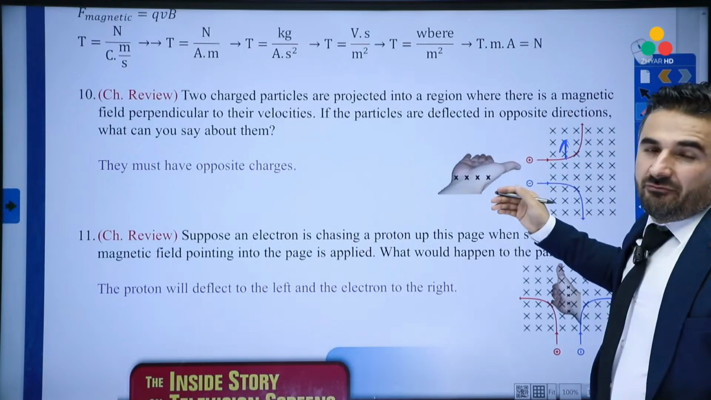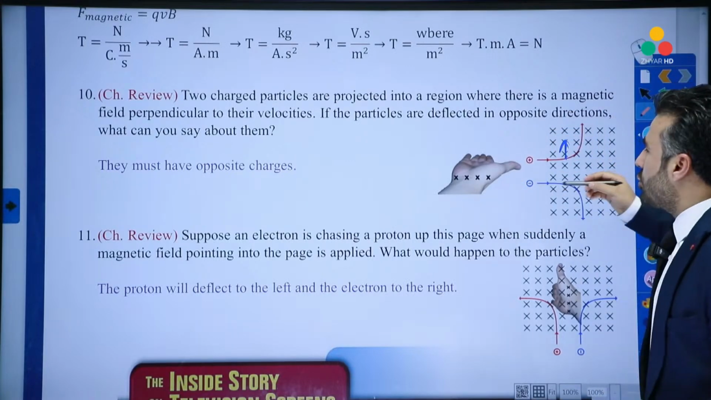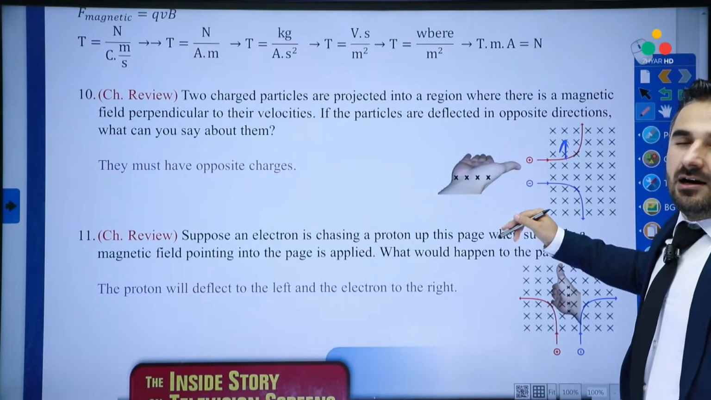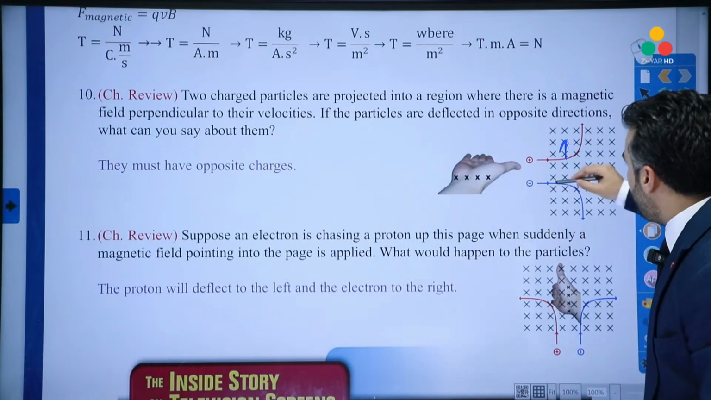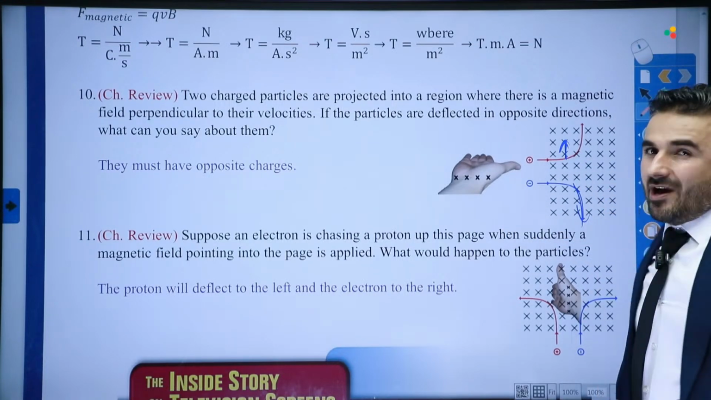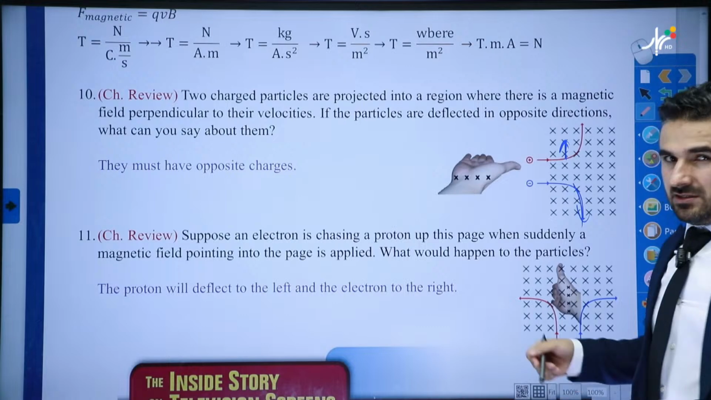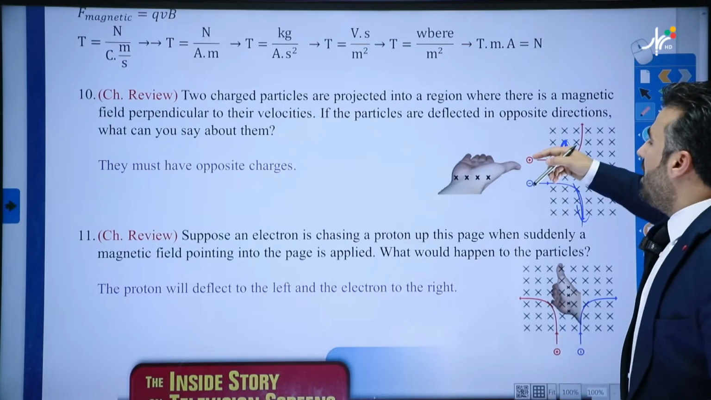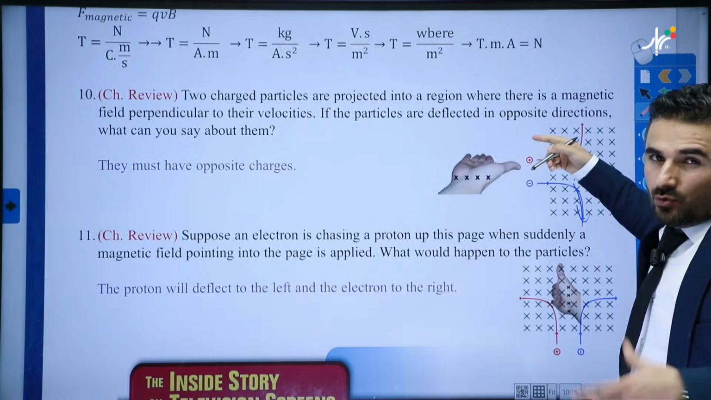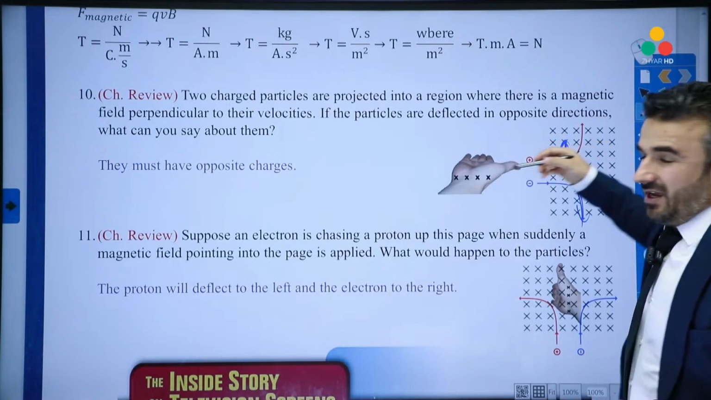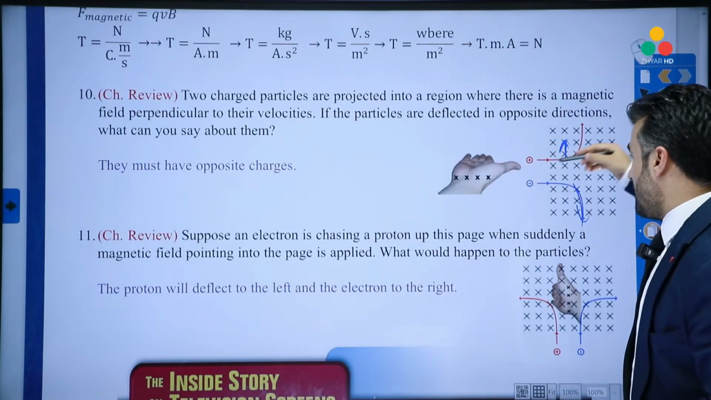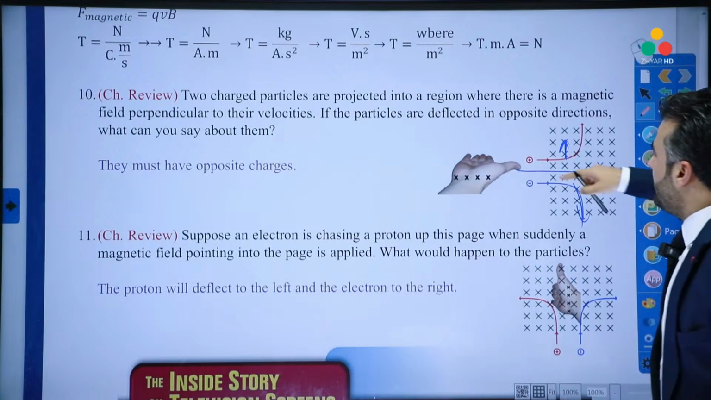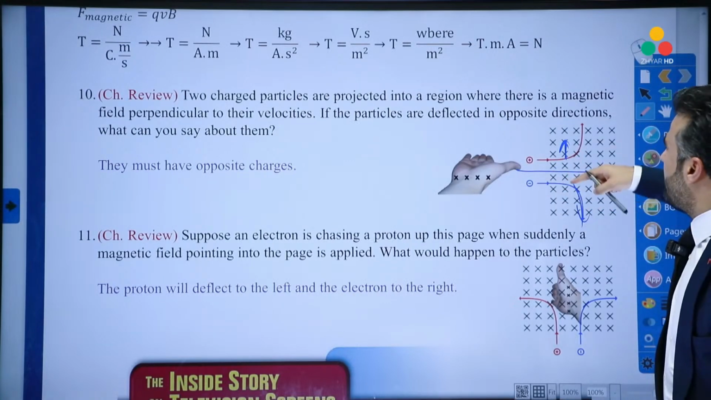It is going to deflect upward for a proton. But if the other charge, let's say we don't know the type of the other charge, is going to deflect the other way, that means it has to be opposite to this. Because remember, we said that if the proton is moving to one side, and if it is an electron, the force will be in the opposite direction. It will be just the reflection of the proton's path.